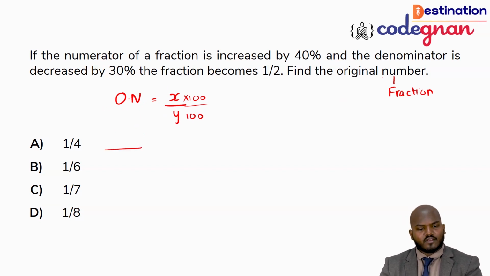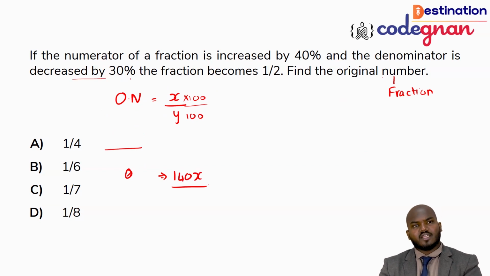Now the numerator of the fraction is increased by 40 percent. Initially it is 100, so if 40 percent is added, it becomes 140x. And the denominator is decreased by 30 percent. Initially it is 100, so if 30 is decreased, we can call it 70y. So here you see, once you get this, the fraction becomes 1 by 2.